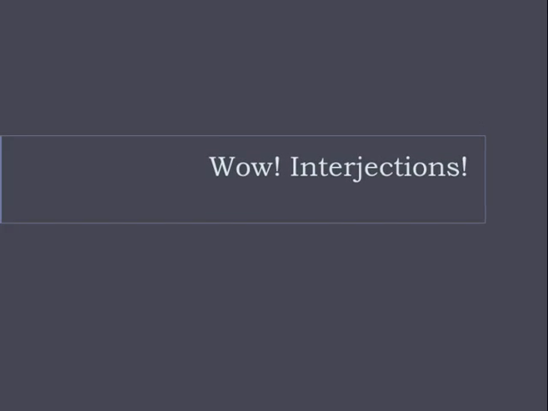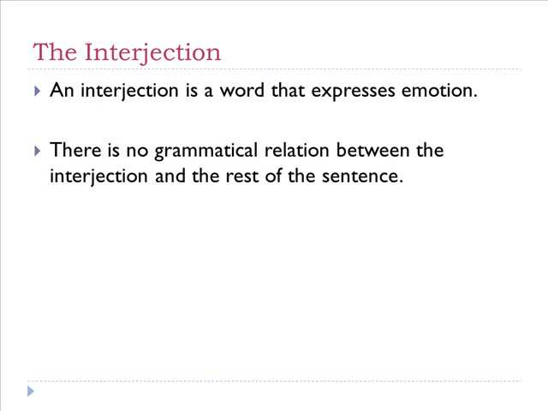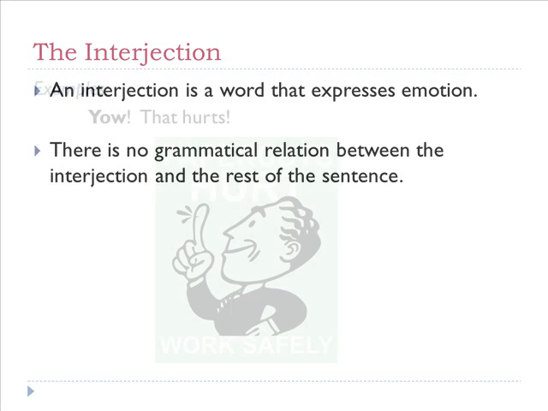Whew, almost there. Now we're on to interjections. Wow, awesome, so fun. Why did I say those silly things? Because interjections are words that express emotions. There is no grammatical relation between an interjection and the rest of a sentence. The only purpose they fill is to fill space and help us express ourselves.